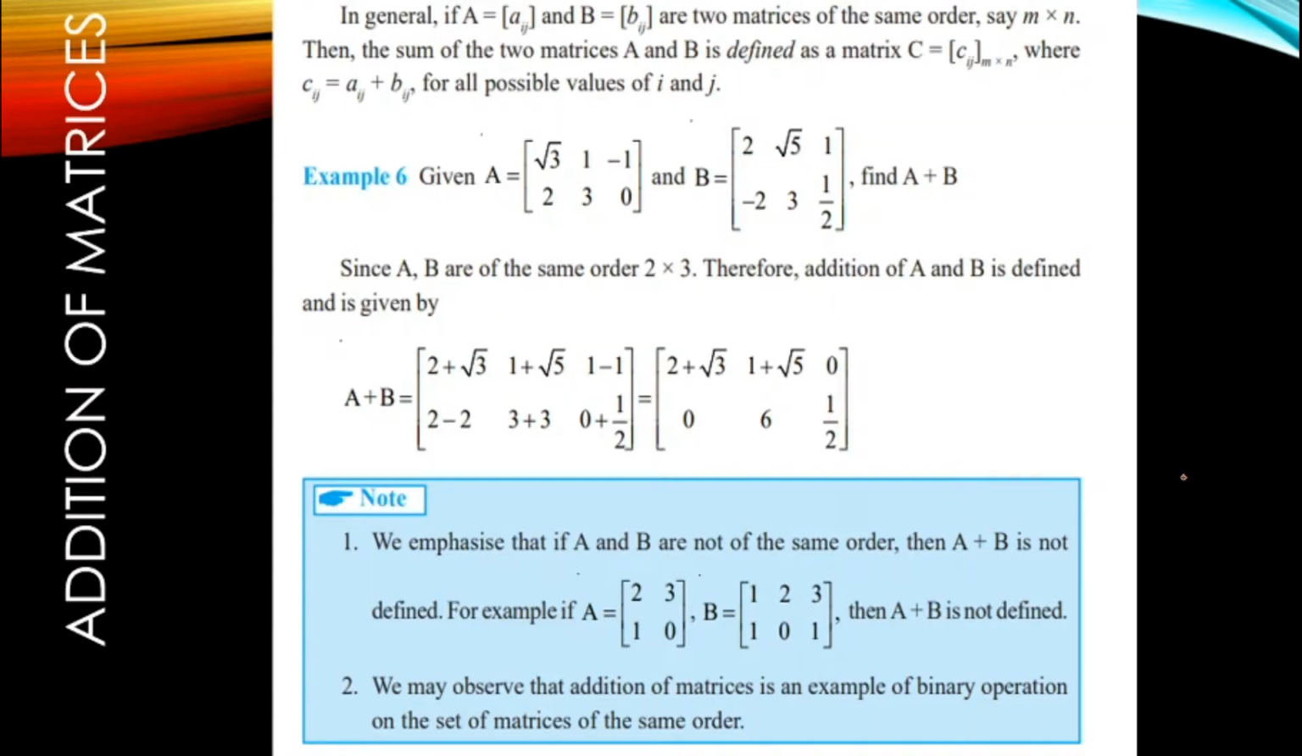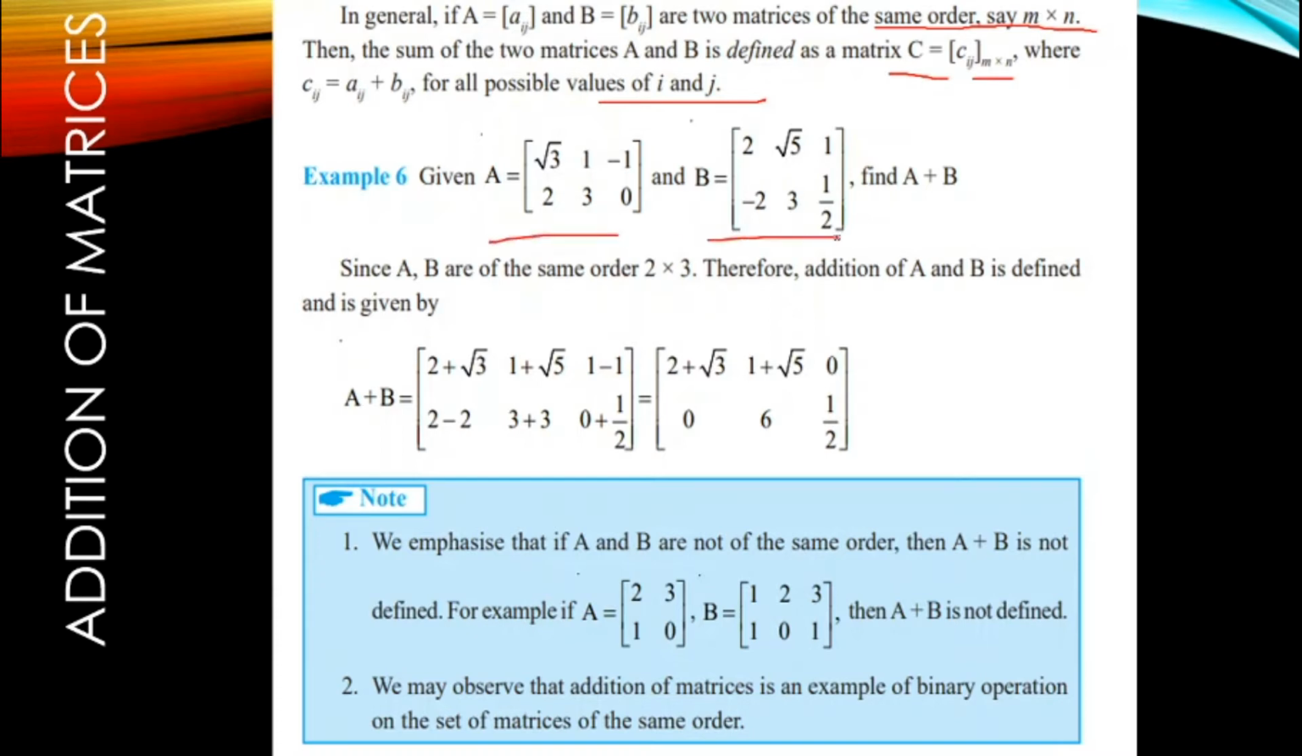First, for addition, looking at the definition, don't get scared. No one will ask you the definition, but you should know some terms in it. In general, if A equal to Aij, B equal to Bij are two matrices of same order m by n, then the sum of the two matrices A and B is defined as Cij, m by n, where Cij equal to Aij plus Bij for all possible values of i and j. It's nothing, I'll relate it. When I compare, we'll understand.